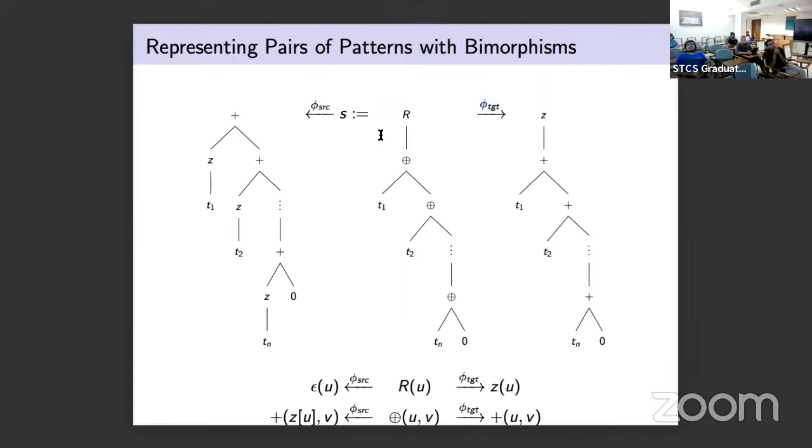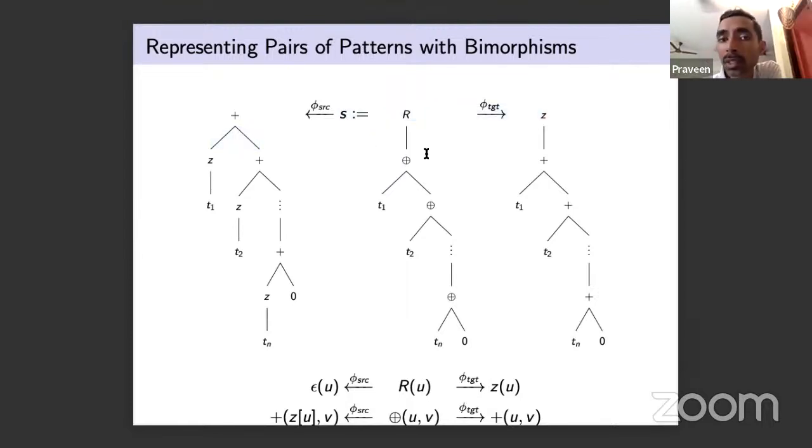Yeah, Praveen, what is the tree in the middle? Like, you have something in the middle, then you were saying that you have a homomorphism. The one in the middle, we call it the seed tree.